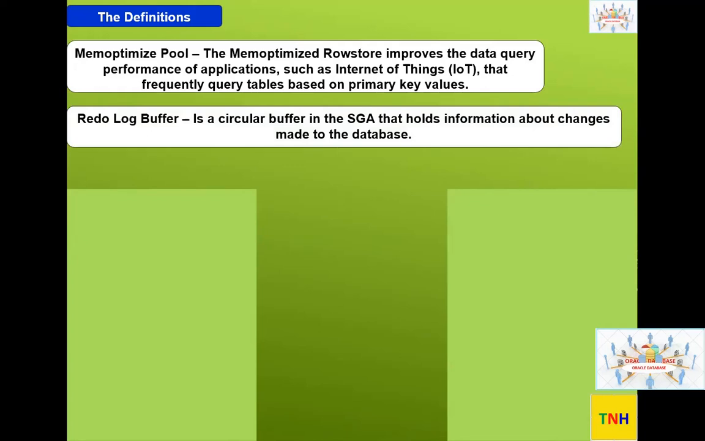Redo log buffer, compulsory one. It's compulsory, not optional. It's a circular buffer in the SGA that holds the information about changes made to the database. Of course, due to DML commands, not only DML, even DDL, whatever changes happen in the database will be tracked in the redo log buffer. This is mainly for recovery purposes.